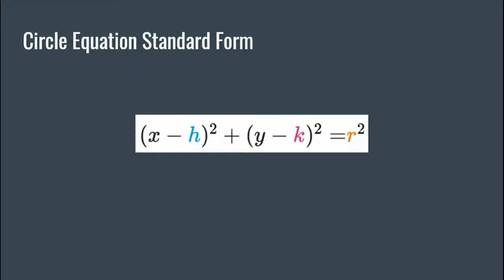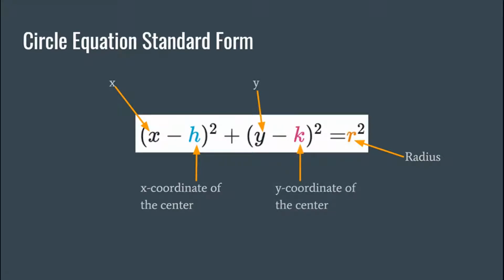Let's take a look at all the different parts here. First off, we have x, and that just stays x, really. Then we have y, which just stays y. R you've seen before, that's the variable we use for radius. H here is the x-coordinate of the center, and k is the y-coordinate of the center.